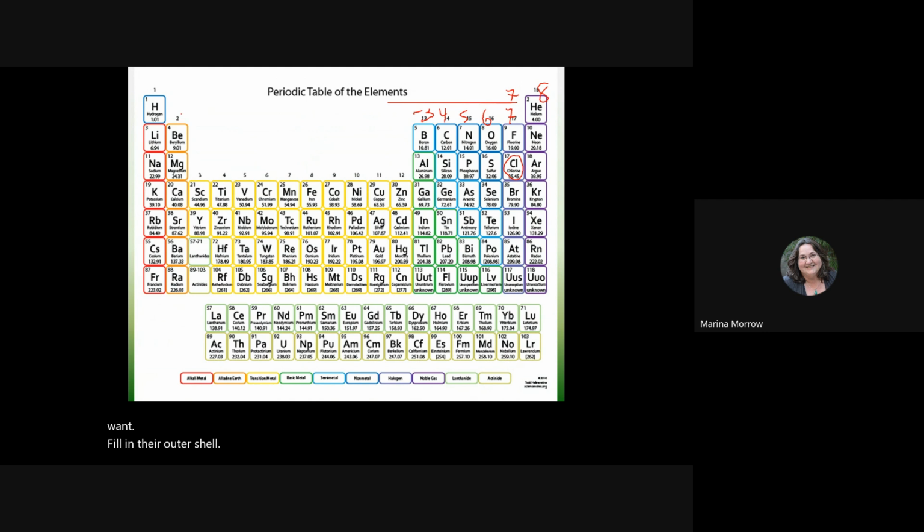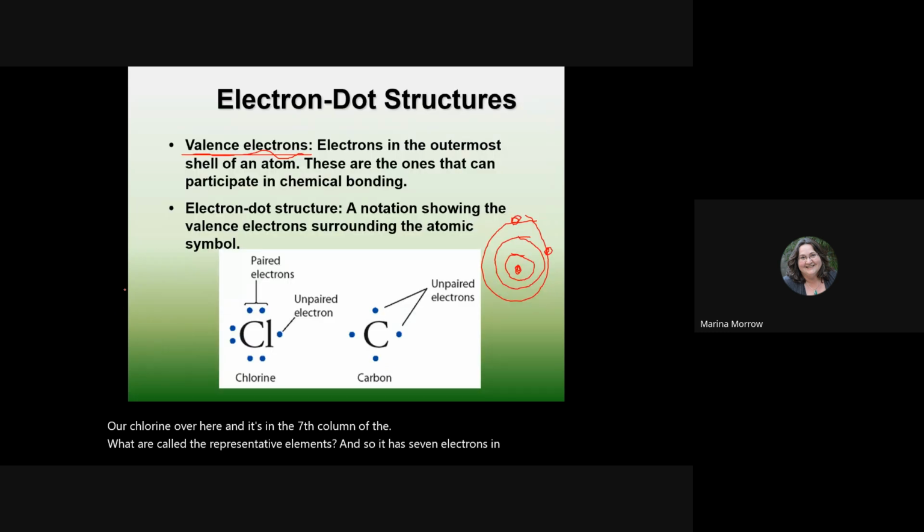Okay, so we've got our chlorine over here, and it's in the 7th column of what are called the representative elements. And so it has 7 electrons in the outer shell. Okay, so we draw just those 7 electrons. It has 17 electrons, but the rest of them are on the inner shells.